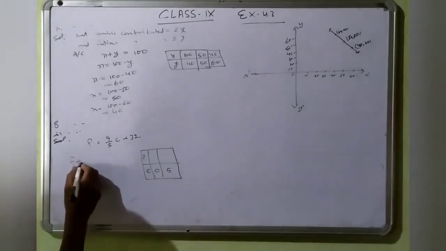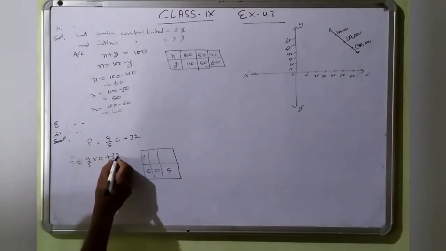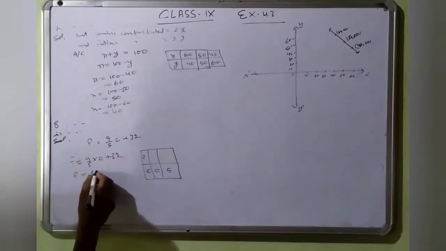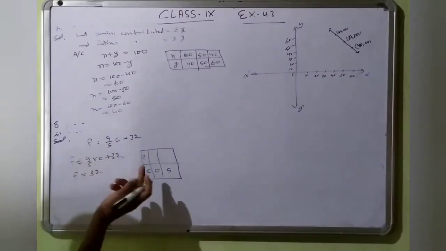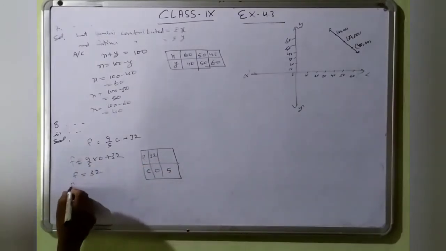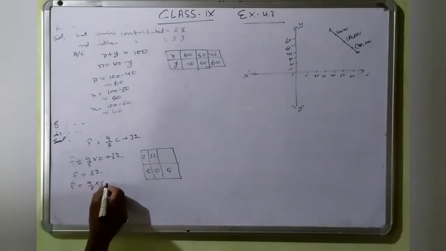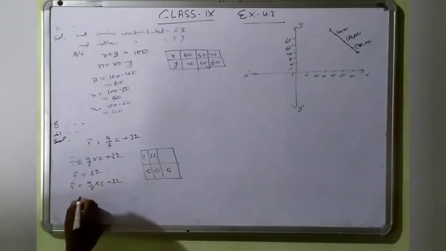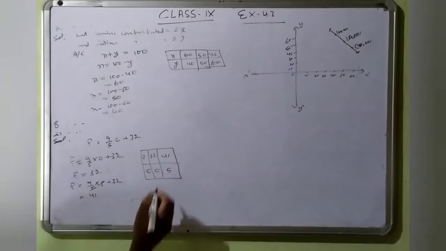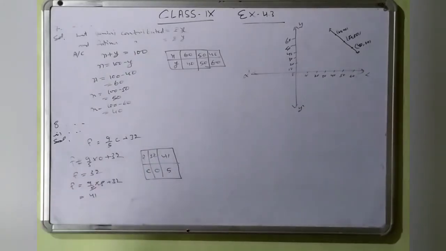So F is equal to 9 upon 5 multiplied by 0 plus 32, that is F is equal to 32. 9 upon 5 multiplied by 0 means 0, so that will be 32. Now F is equal to 9 upon 5 multiplied by 5 plus 32, 5 cancels by 5. So 9 plus 32 is 41. That is 41. So we have written 5 here because it cancels by 5.